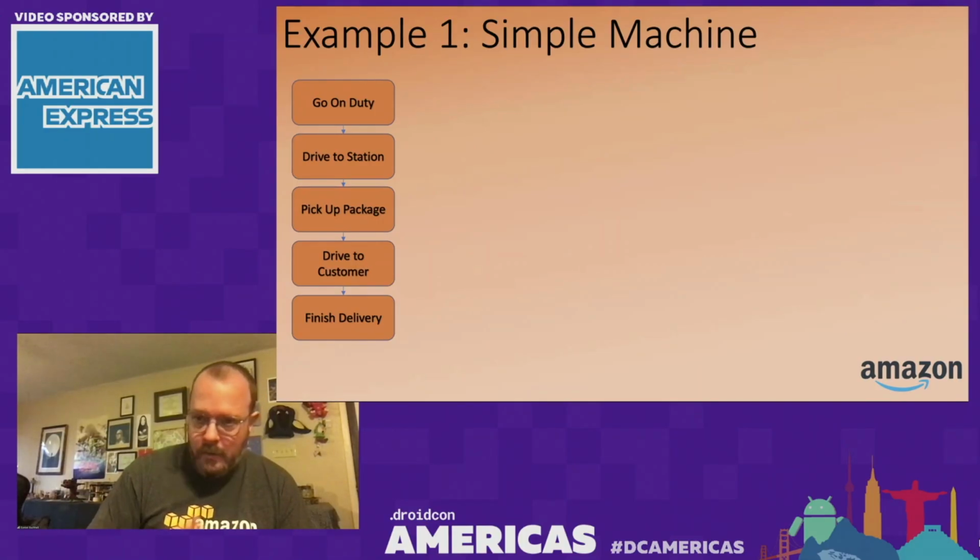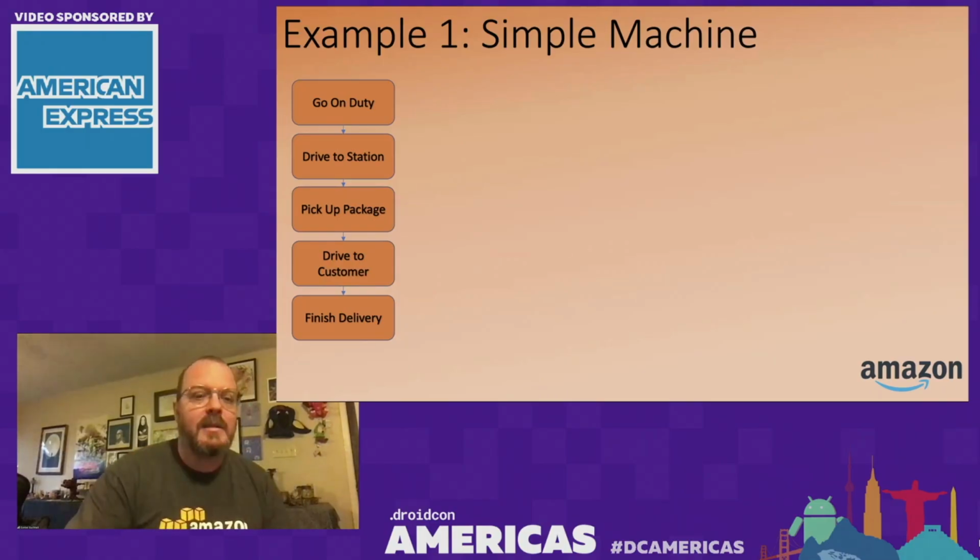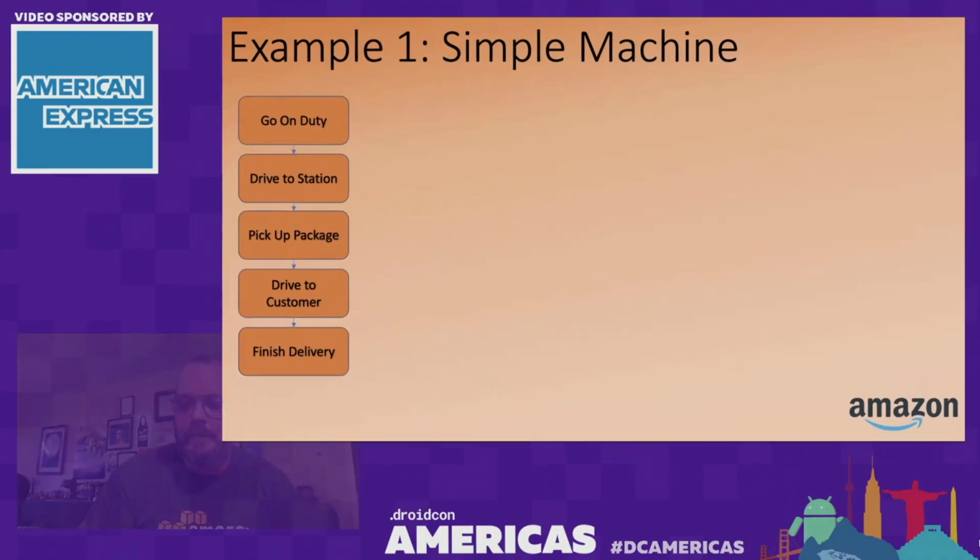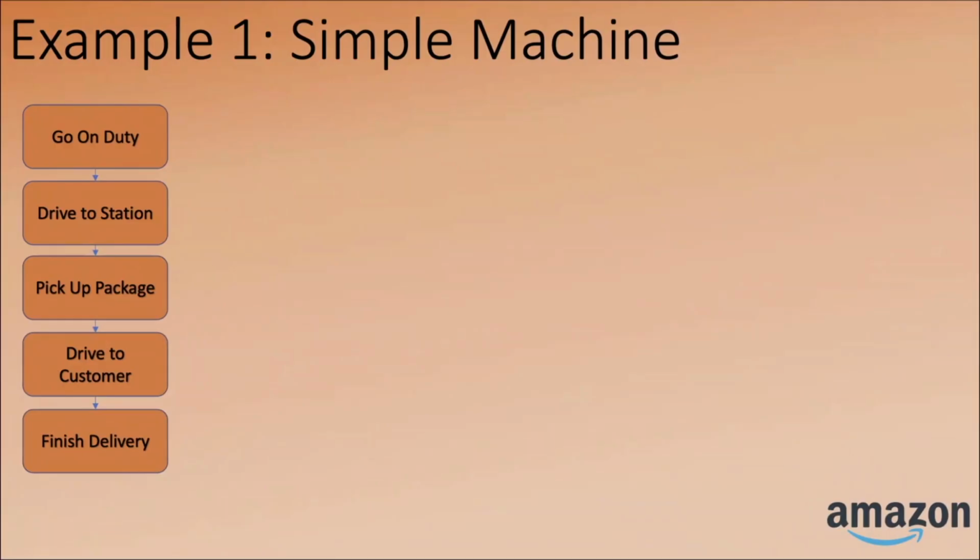All right, so let's look at this example here. So let's say we wanted to model just a delivery cycle. So we want our driver to go on duty. They're going to drive to the warehouse, the station, wherever. They're going to pick up packages. They're going to drive to the customers. They're going to deliver the packages and finish the delivery here.